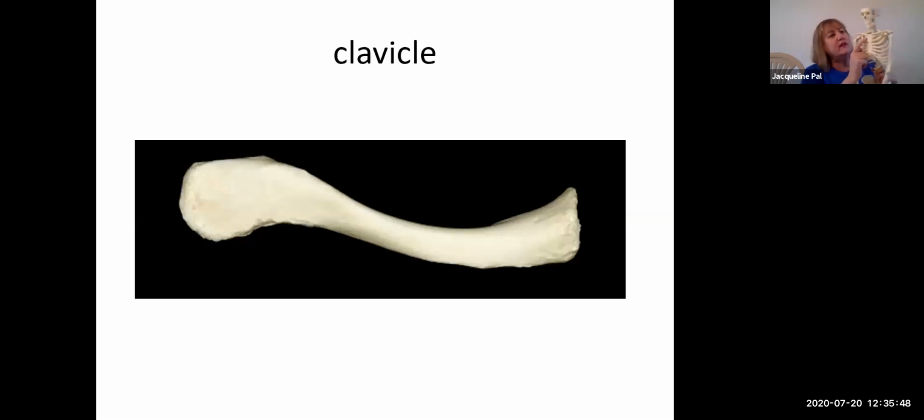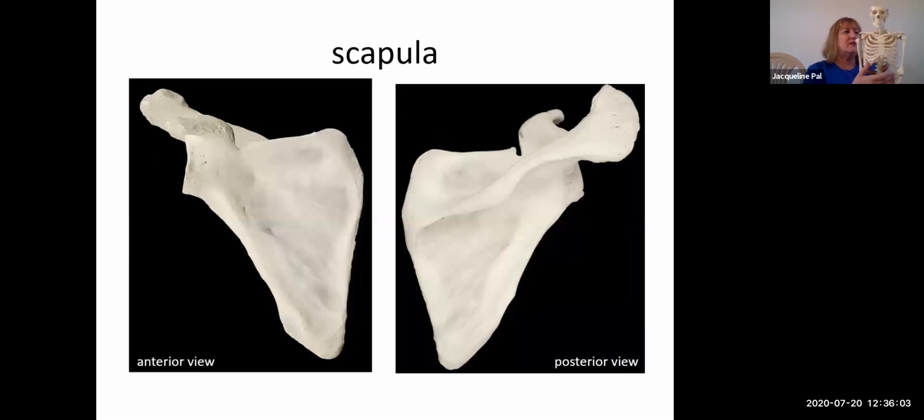So the first bone is right here, and this is your clavicle, also known as your collarbone. As you can see, it's got a slight S-shaped curve to it. And the second bone is also one that has a common name, your shoulder blade. This is on the back side of the skeleton, and that is your scapula. So scapula and clavicle for the collarbone and the shoulder blade.